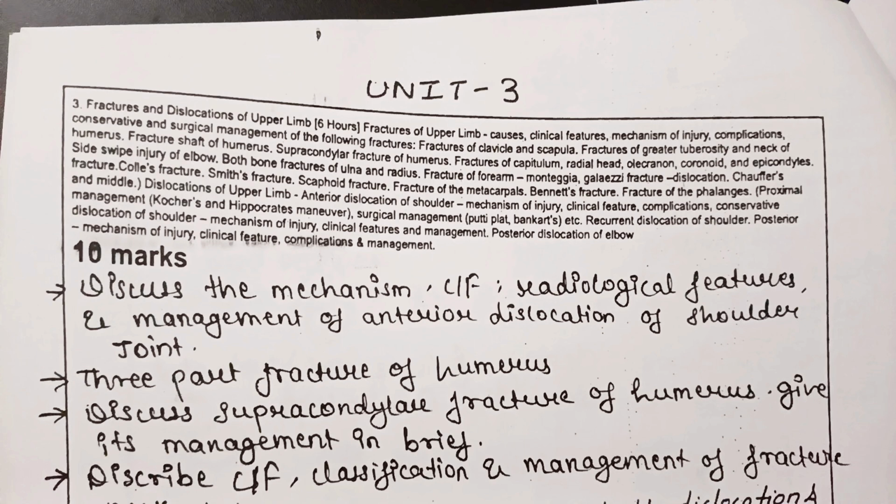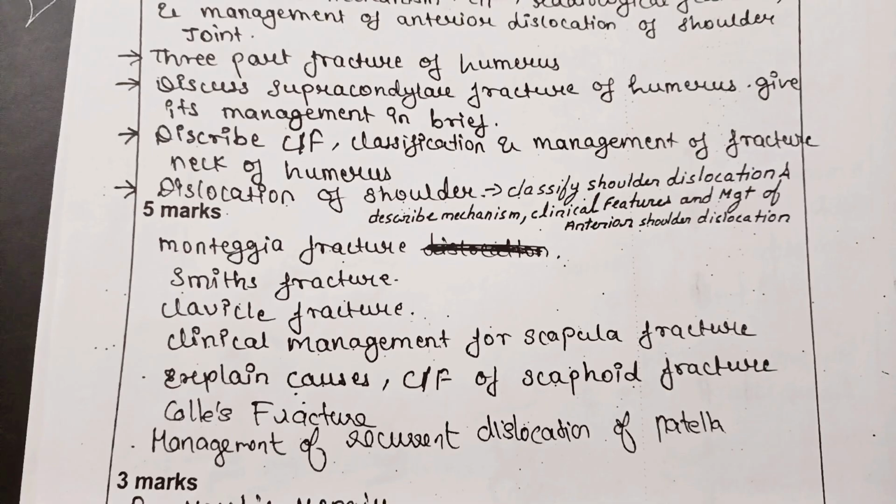Fourth one, describe clinical features, classification, and management of fracture of neck of humerus. Next one, dislocation of shoulder, which includes classify shoulder dislocation, describe mechanism, clinical features, and management of anterior shoulder dislocation. Now coming to the important 5-mark questions.